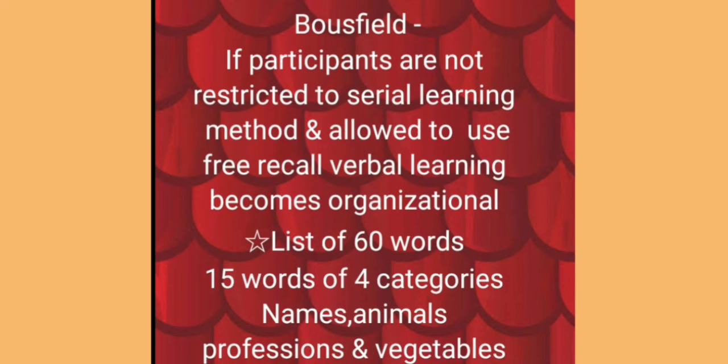Bousfield demonstrated experimentally that if participants are not restricted to the serial learning method and are allowed to give free recall, verbal learning becomes organizational. In his experiment, he made a list of 60 words and included 4 categories in that, and they were names, animals, professions and vegetables. 15 words in each category. They were randomly presented to participants, and it was noted that participants recalled the words of each category together. He called this category clustering.